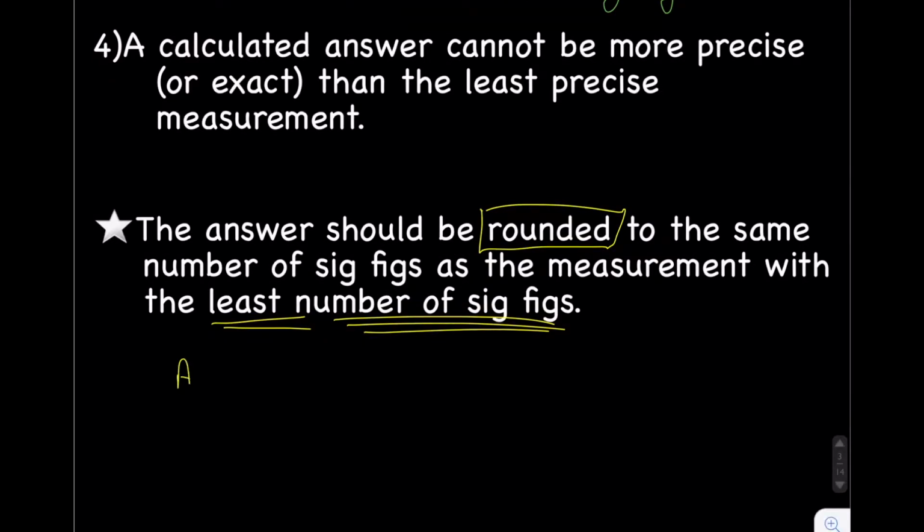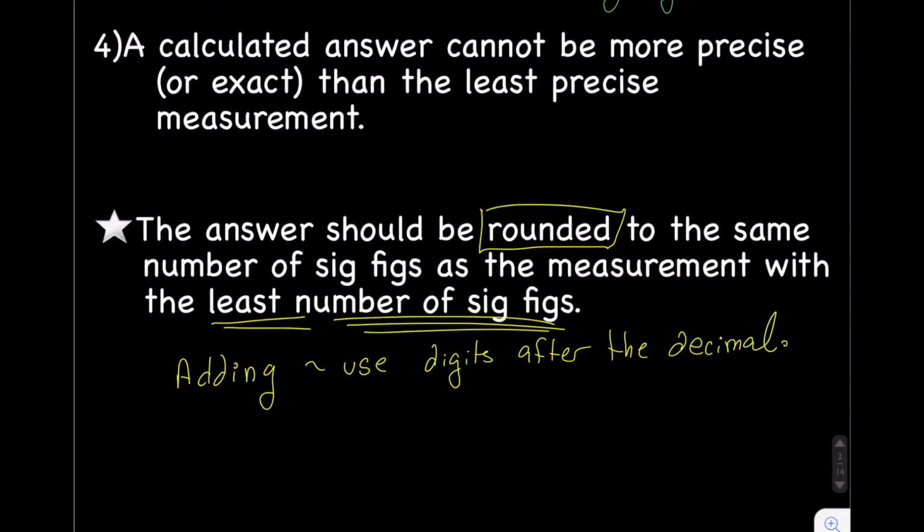When you're adding, you use not sig figs, but digits after the decimal. I should have put least digits after the decimal.